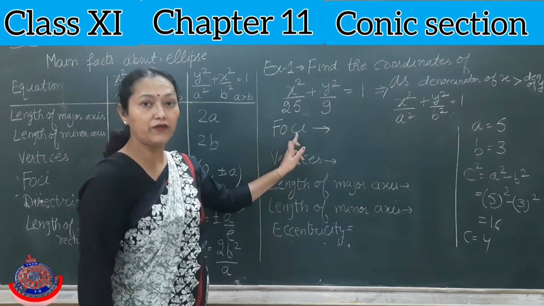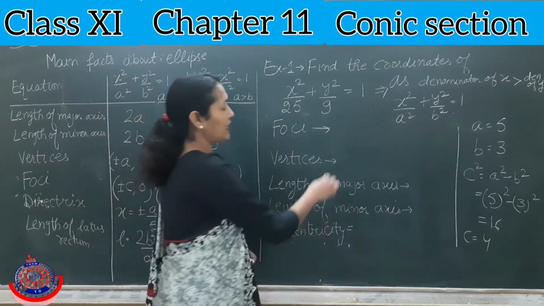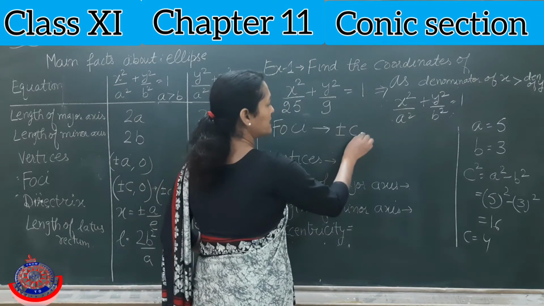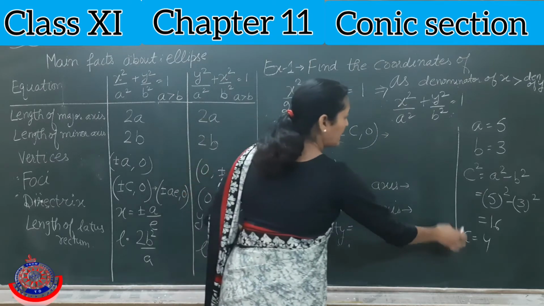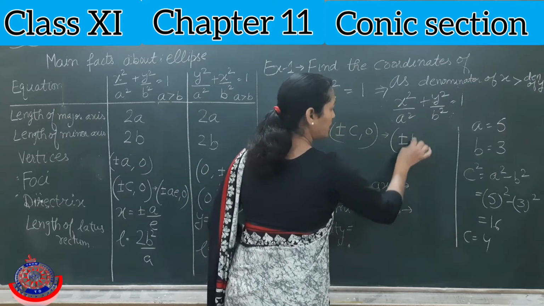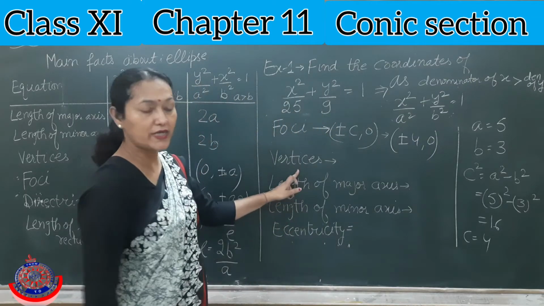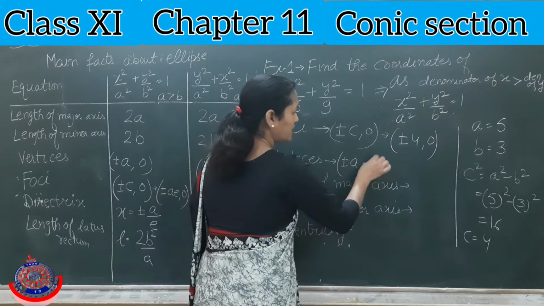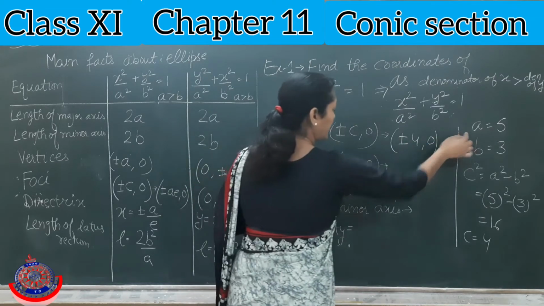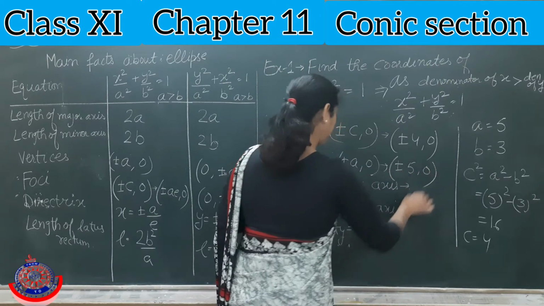Focus. In first equation, we have learned focus can be calculated as plus minus c, 0. So it will be plus minus 4 and 0. What is this in this case? Plus minus a, 0. A is 5. So this will be plus minus 5, 0.